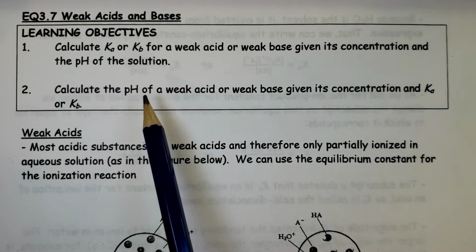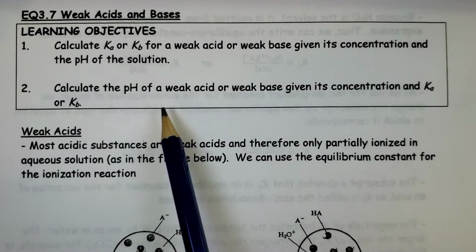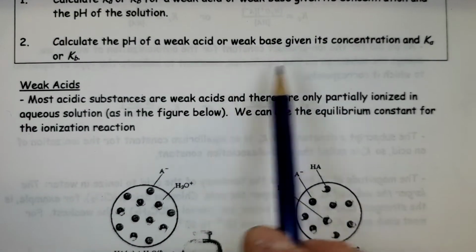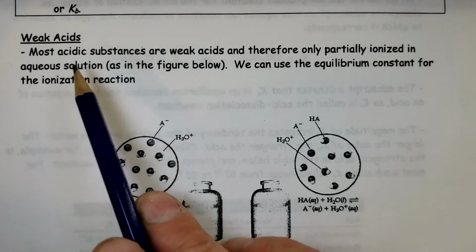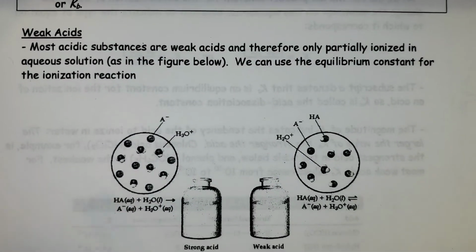Just very similar to what we did earlier, and get pH from that, and then calculate the pH of a weak base, etc., etc. So we'll look at the acids first, and then the bases. So weak acids. Most acidic substances are weak acids.